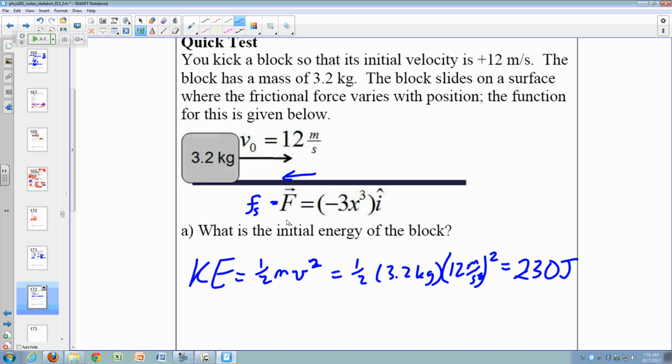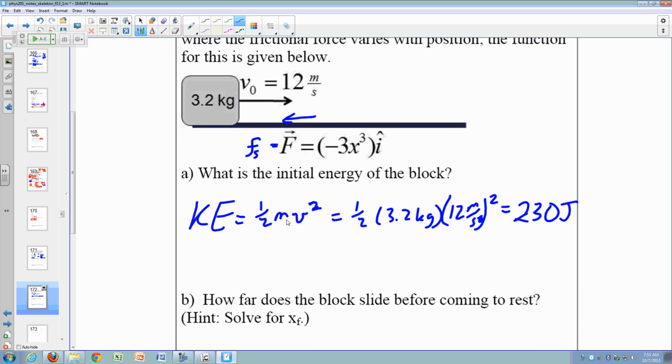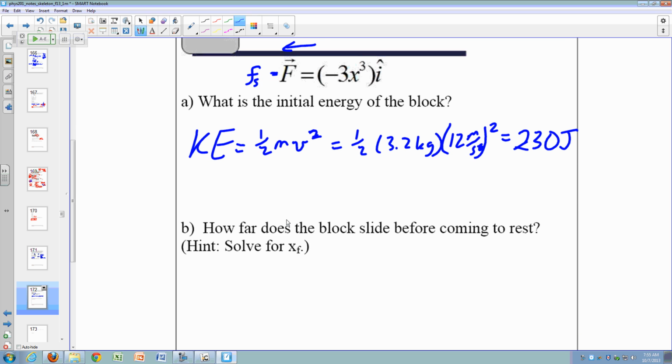And now I want to know how far does the block slide before coming to rest. Now, this kinetic energy, in order for it to come to rest, you have to do that amount of work. So that force F has to do 230 joules of work to cause the block to come to rest. It has to take away all that energy.